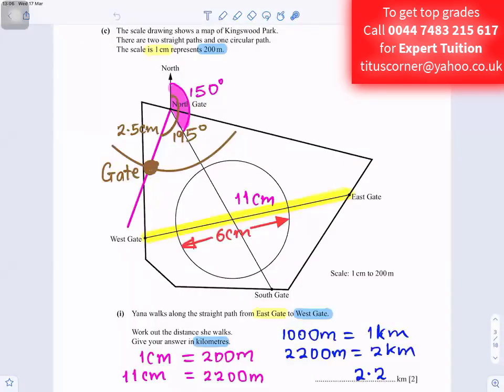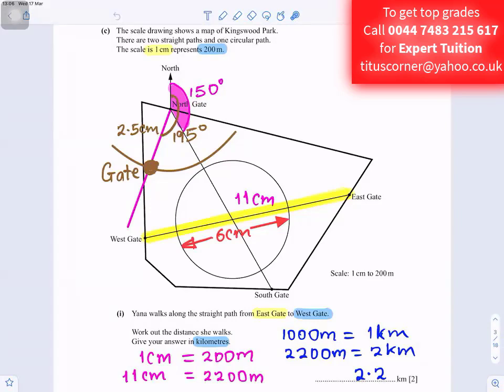So part C, the scale drawing shows a map of Kingswood Park. There are 2 straight paths and one circular path. The scale is 1 centimeter represents 200 meters. Yana walks along the straight path from East Gate, that's East Gate there, to West Gate. I've colored that straight path in yellow. Work out the distance she walks. Give your answer in kilometers.